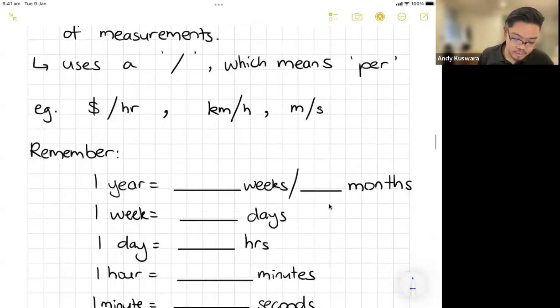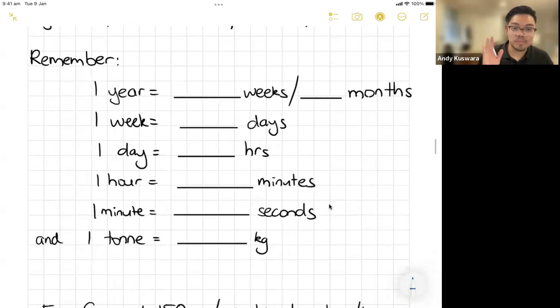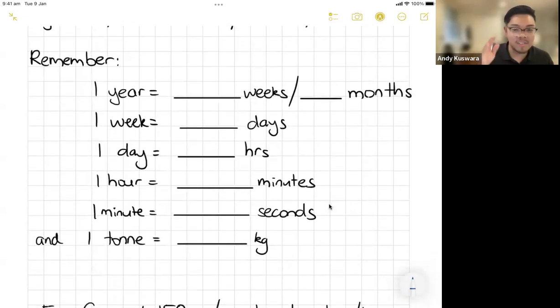First things first, I want you guys to see if you remember how to fill this out. So pause the video here and see if you can fill in these blanks. Give you a moment. All right, so hopefully you gave that a try. 1 year is, hopefully you got it.